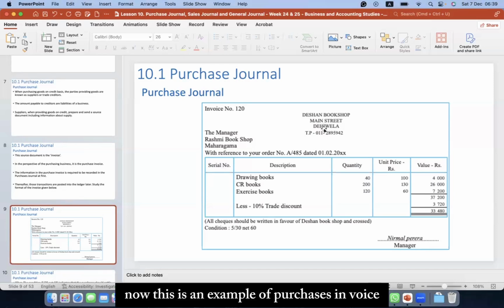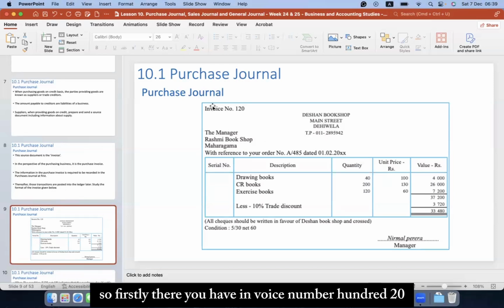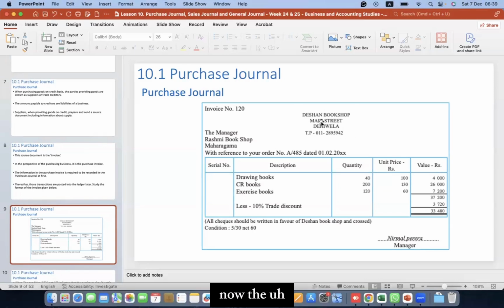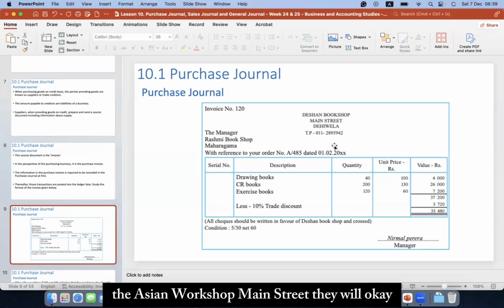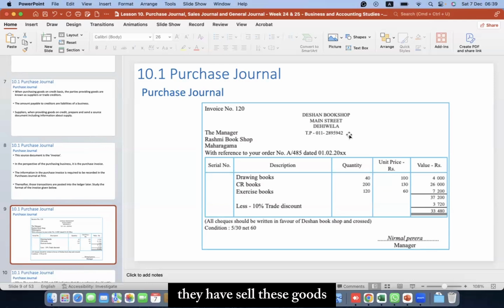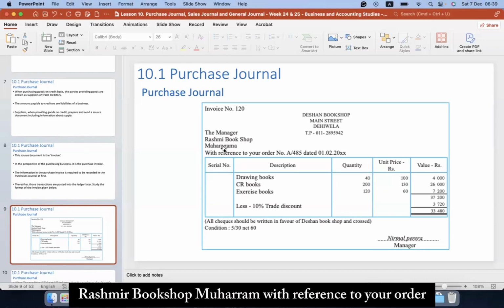Now this is an example of a purchases invoice. So firstly there you have invoice number 120. Then, as we discussed earlier, this is a unique number. This will not be repeated. And this is the person who supplied you the goods. Now the Deshan Bookshop, Main Street, Dehiwala. They have sold these goods, and to whom? Rashmi Bookshop Maharagama, the manager, Rashmi Bookshop Maharagama.